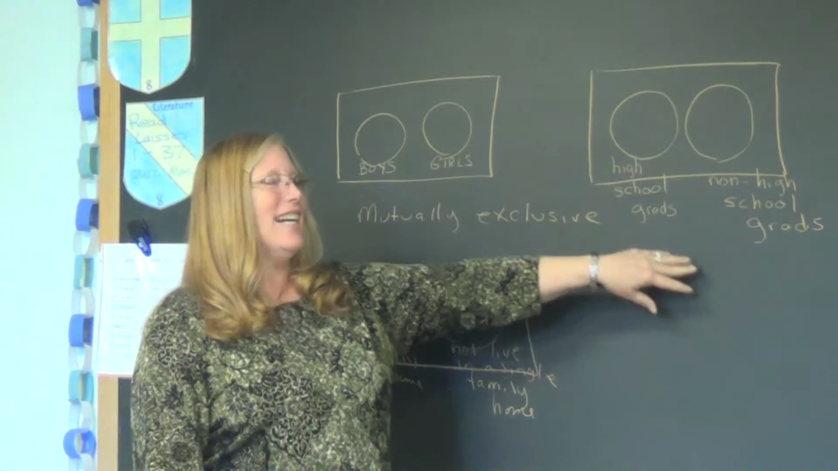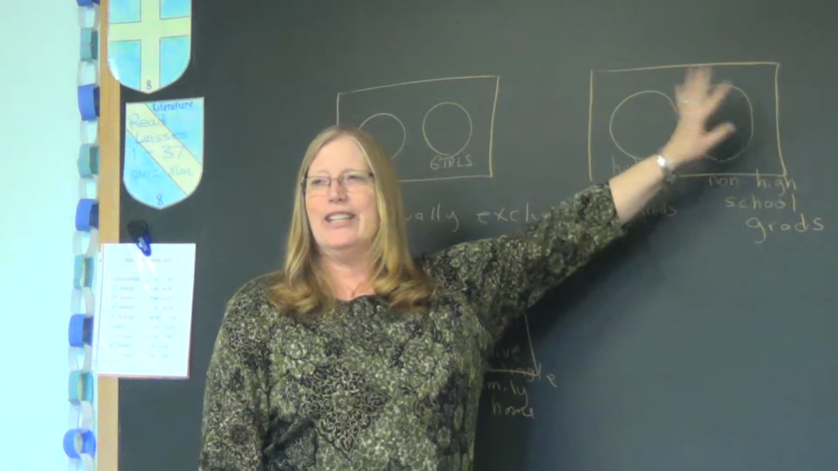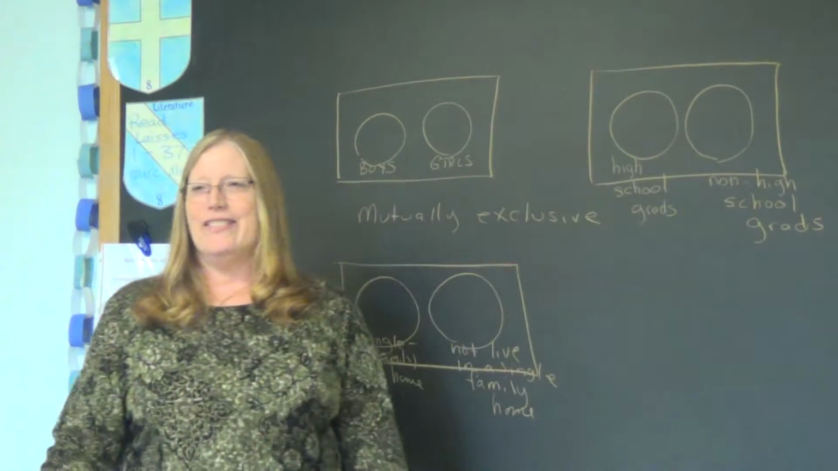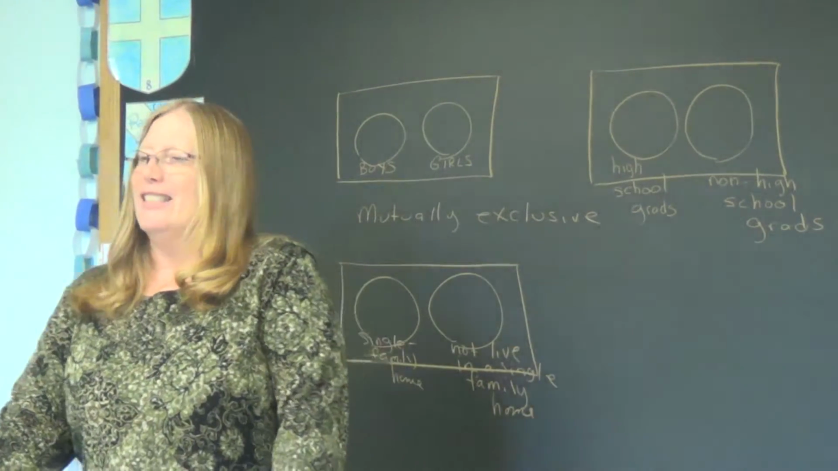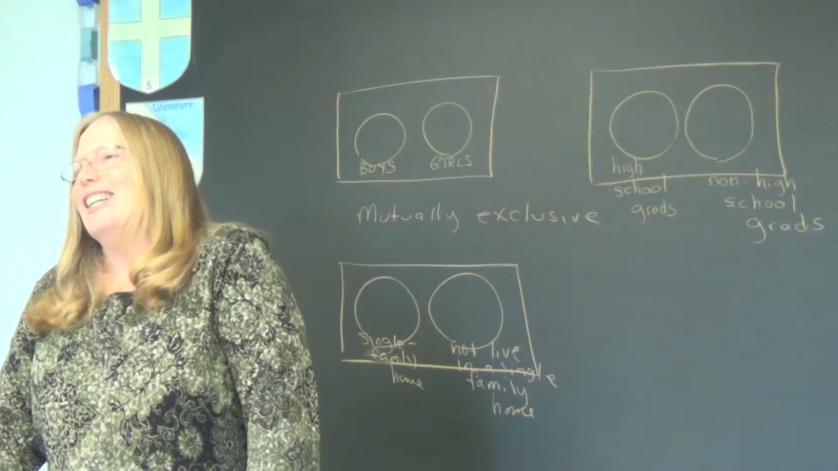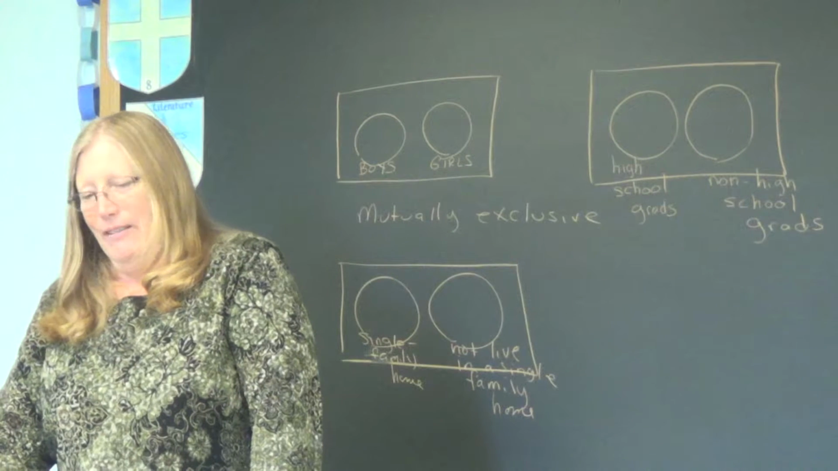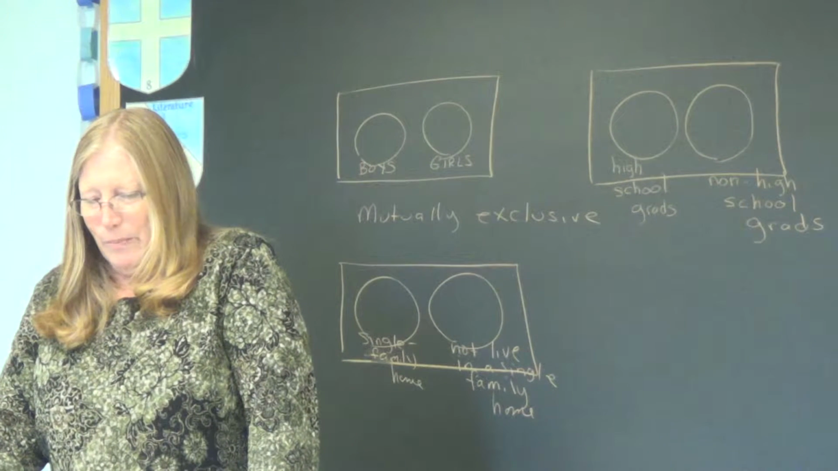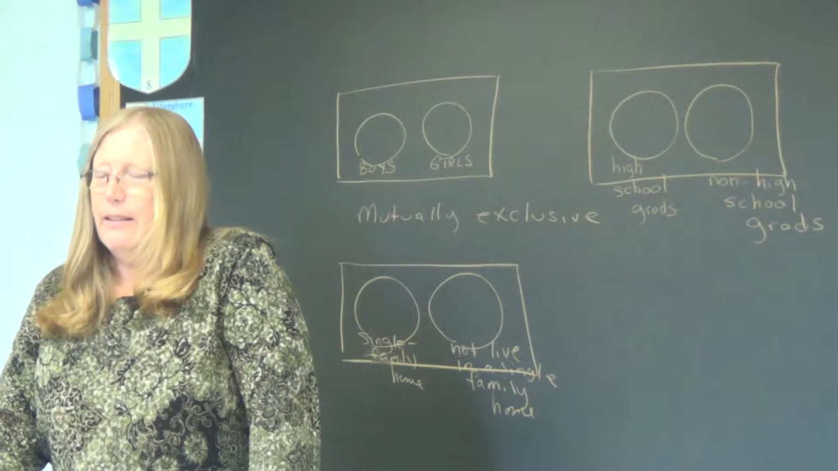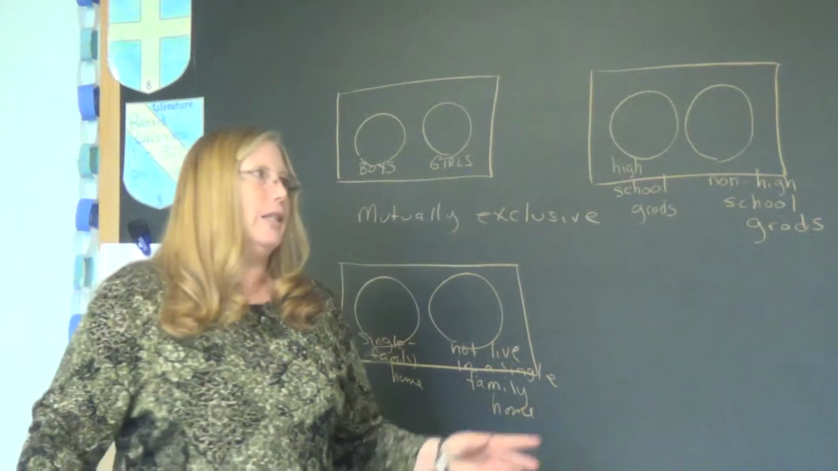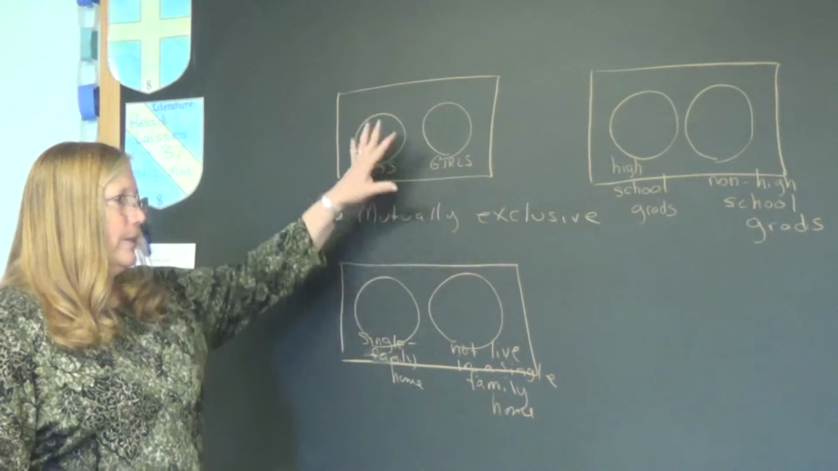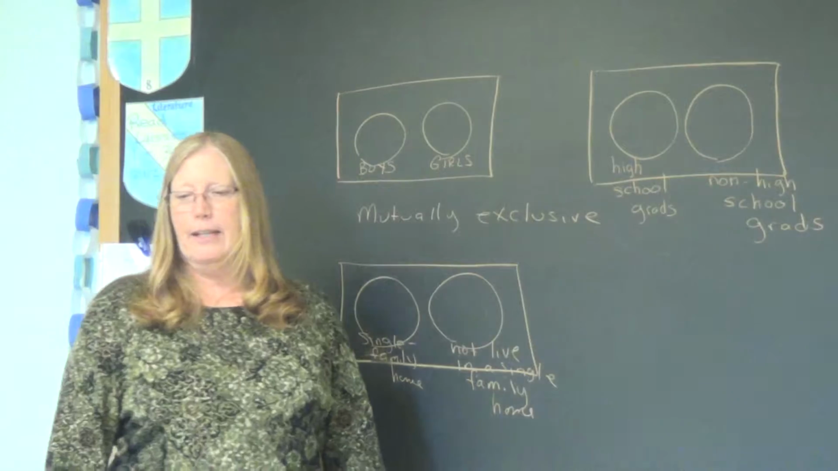Here's high school grads and non-high school grads. So over here, that makes more sense. We have the infants, and we have the juniors and seniors, and we have people who are older who never graduated from high school. So we have a lot of people in both groups. All right. The thing that's different today is I'm showing you on a picture what it looks like to be mutually exclusive.